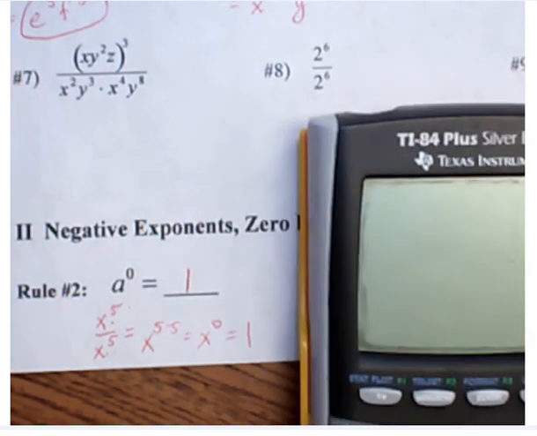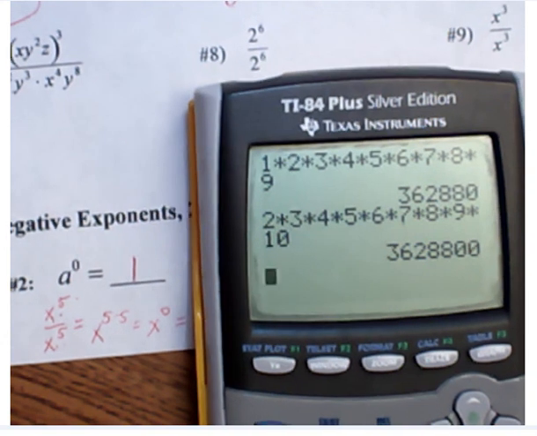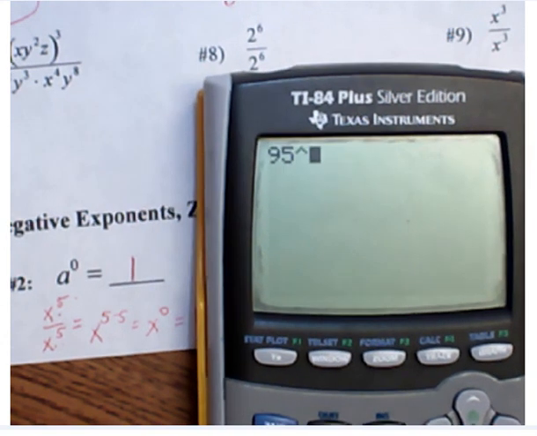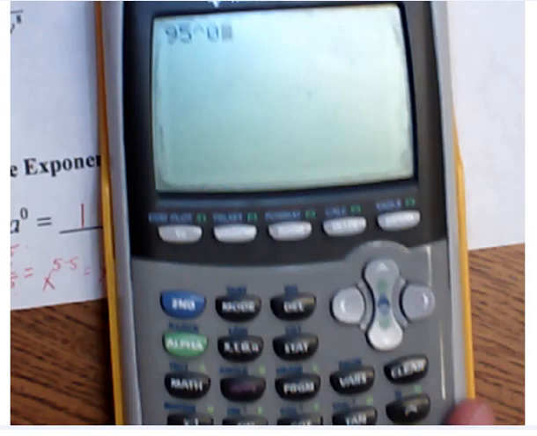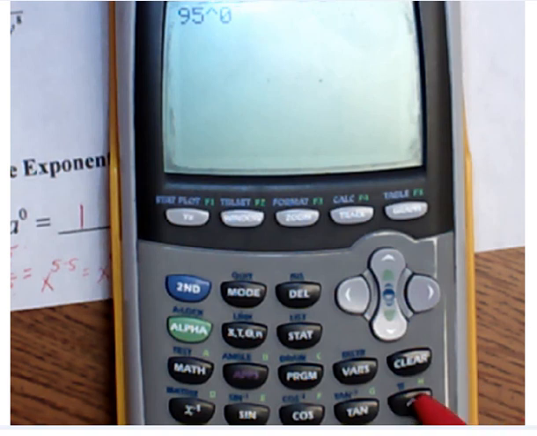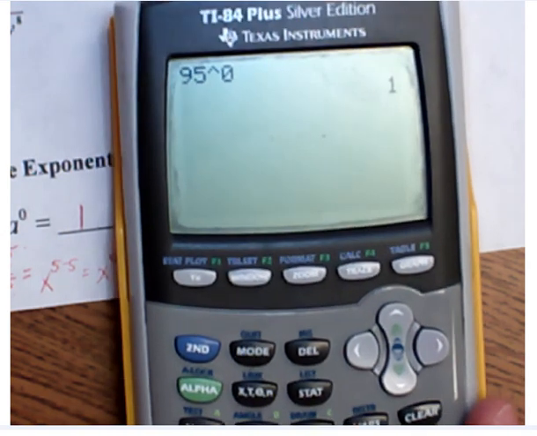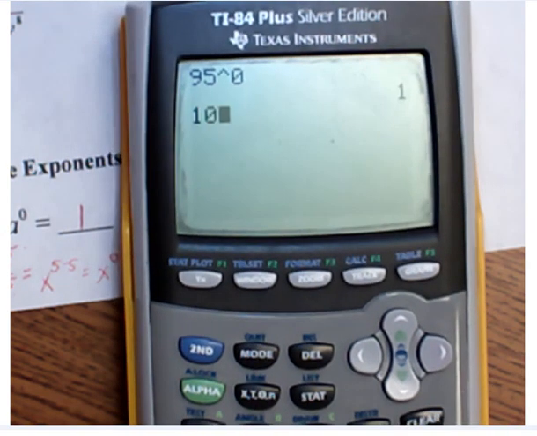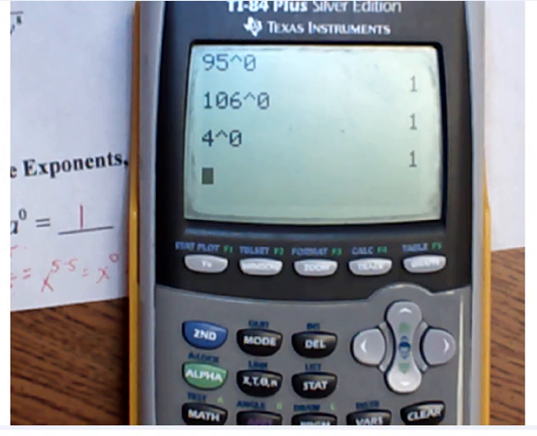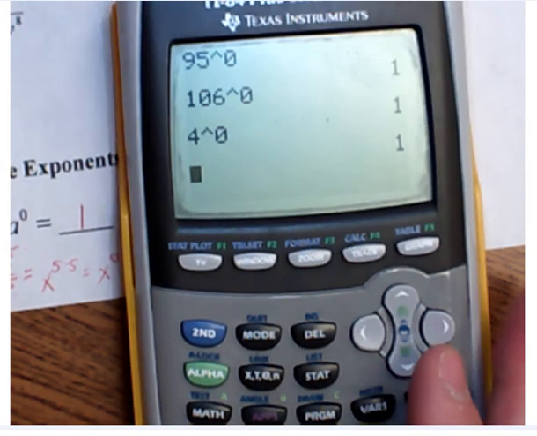If you don't believe me, take a calculator. Take any number, 95, raise it to the 0 power. Here's my exponent button right down here, this little upward arrow. Enter. It's equal to 1. 106 raised to the 0 power, 1. 4 raised to the 0 power, 1. It's always going to give you 1 no matter what you do.